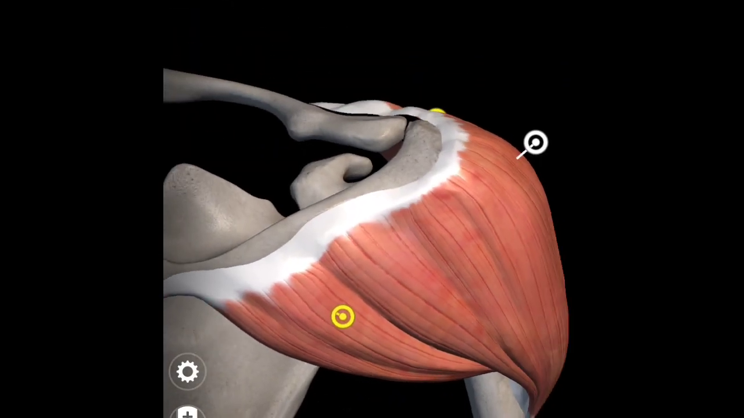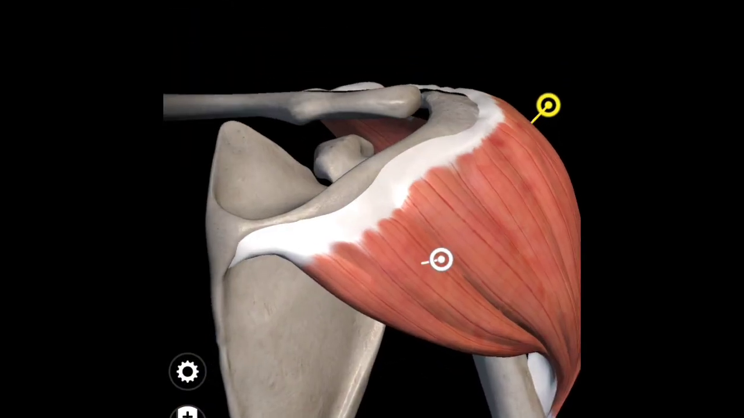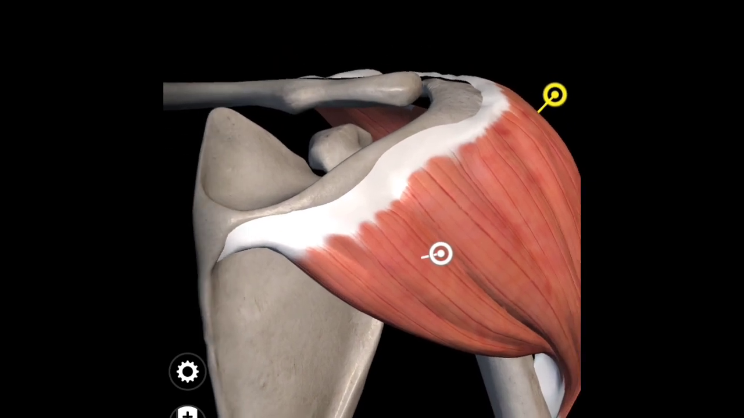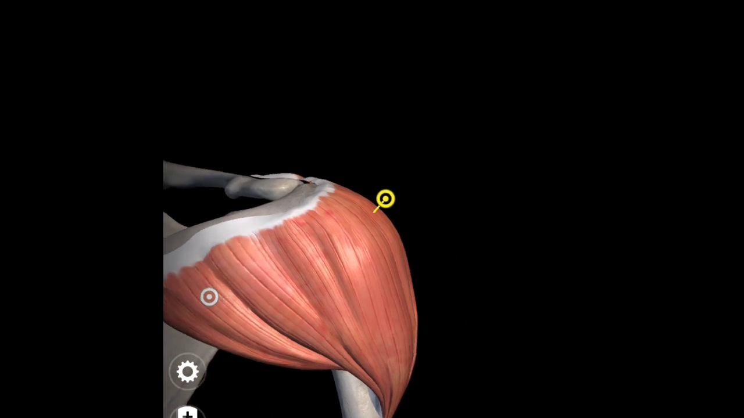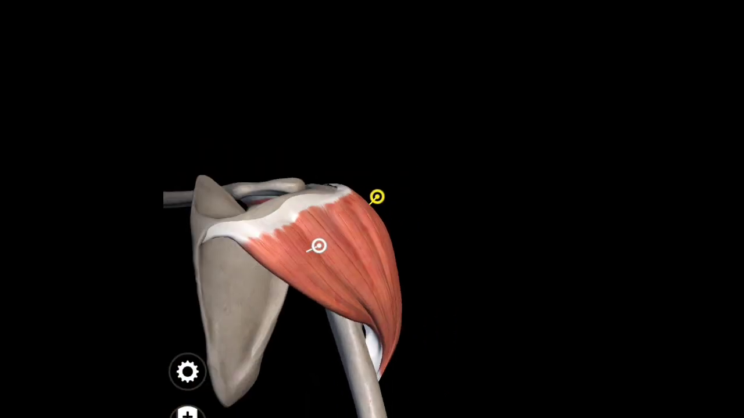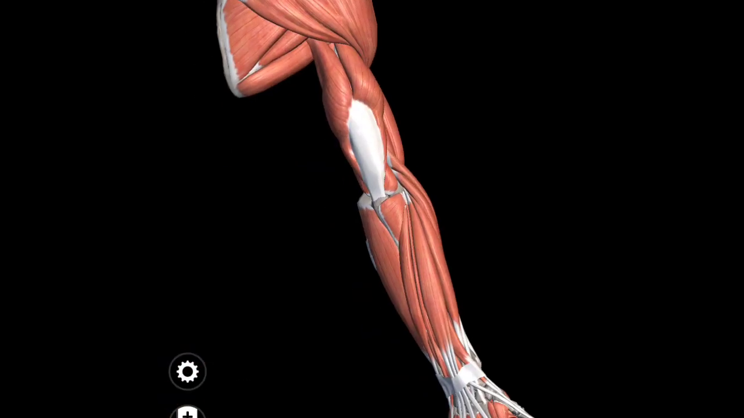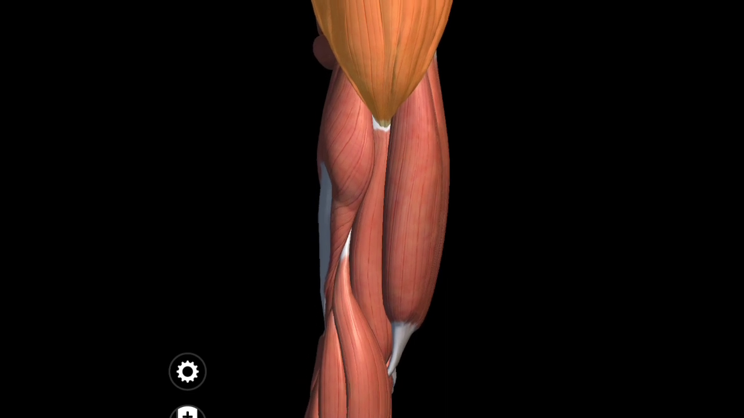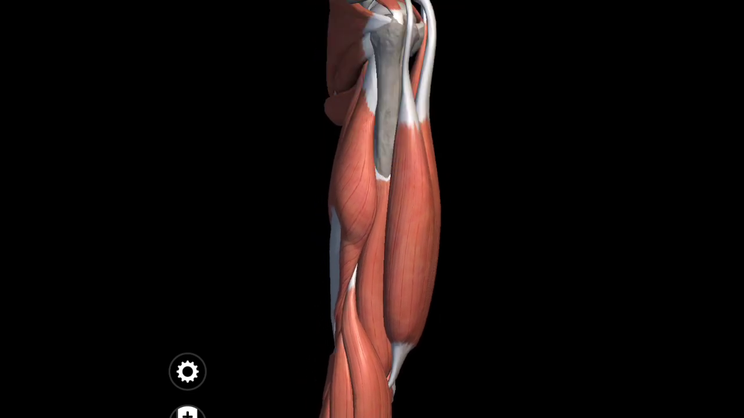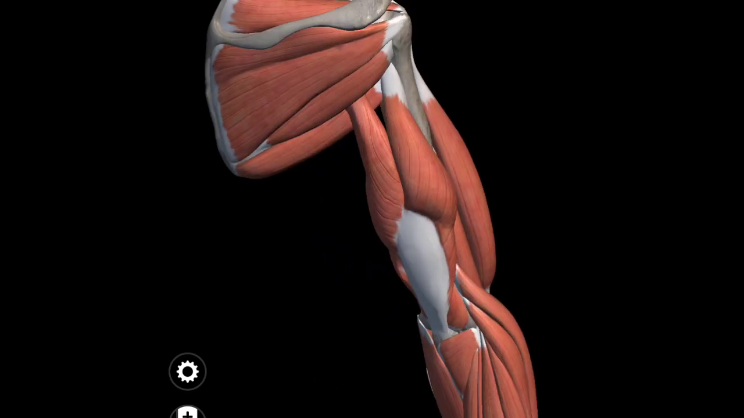That's why it is called the acromial part. And another, here on the posterior side, is the spinal part of the deltoid, because it is attached to the spine of the scapula. So this is the deltoid muscle, and the nerve which supplies it is the axillary nerve. Remove this, and one muscle is complete.